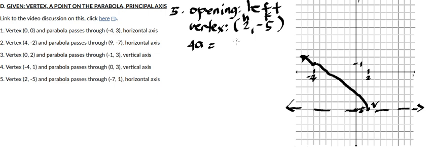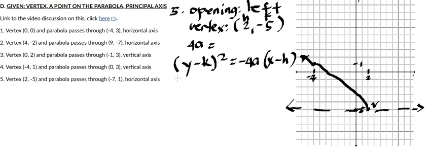So we are now left with getting our 4a. So writing off the standard equation, opening is to the left, so we start off with y minus k squared equal to left, that's moving towards a negative number, so that's a negative 4a times x minus h. And then replace h and k. Y minus, our k there is negative 5, so this would lead to a plus 5 squared equal to negative 4a times x minus our h. We have that as 2.